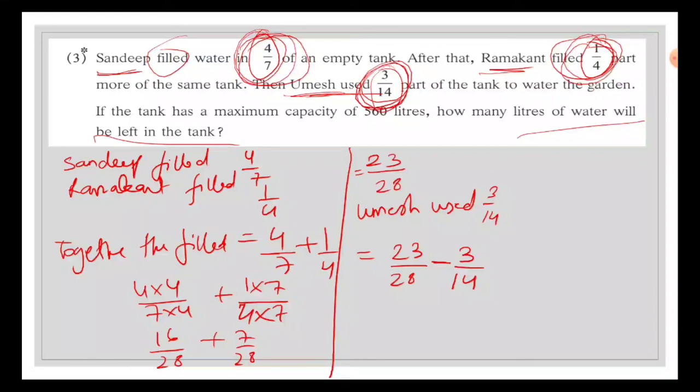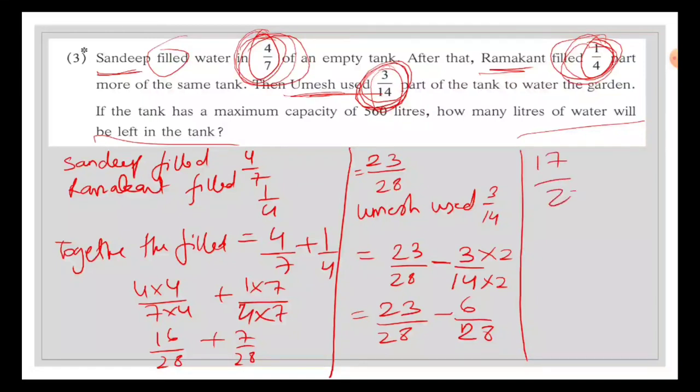So here we can see that denominator is not equal, but we know that 14 2s is 28. So we will multiply here with 2 so that the denominator becomes equal and it becomes easy for us to subtract. So this will become 6 upon 28. 23 minus 6 is how much? 23 minus 6 is nothing but 17 upon 28 of water. Abhi bhi uske andar kya bacha hua hai.